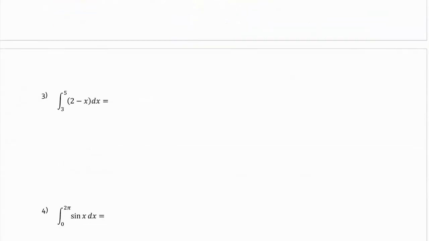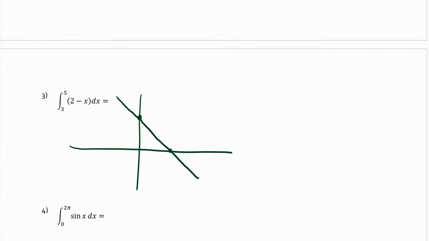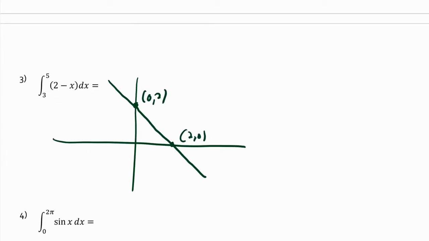The integral from 3 to 5 of 2 minus x. So if I graph that, 2 minus x has a y-intercept of 2, a slope of -1. It's actually going to cross at 2, 0, and 0, 2. And if I'm going from 3 to 5, well, we're well beyond. This is 3 right here. And if I keep going, we'll call that 5. This is the ordered pair 3, -1. And this is the ordered pair 5, -3.